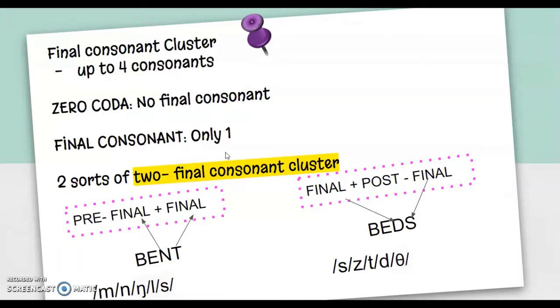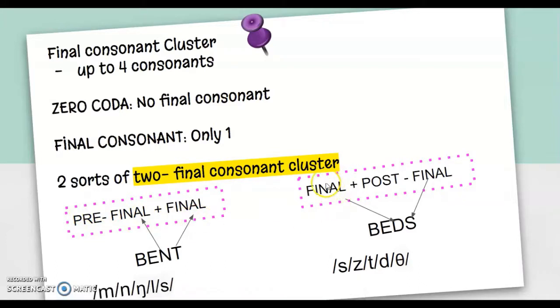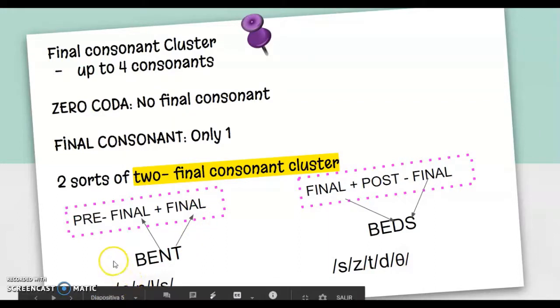There are 2 sorts of 2-consonant final cluster. 2 types, the same as the ones we have discussed before. One is a final consonant preceded by a pre-final consonant, as in this case, and the other is a final with a post-final consonant. So let's see. The pre-final consonants are these ones.